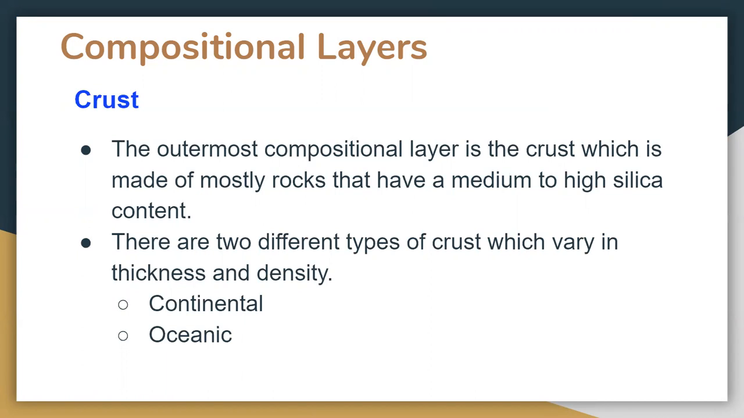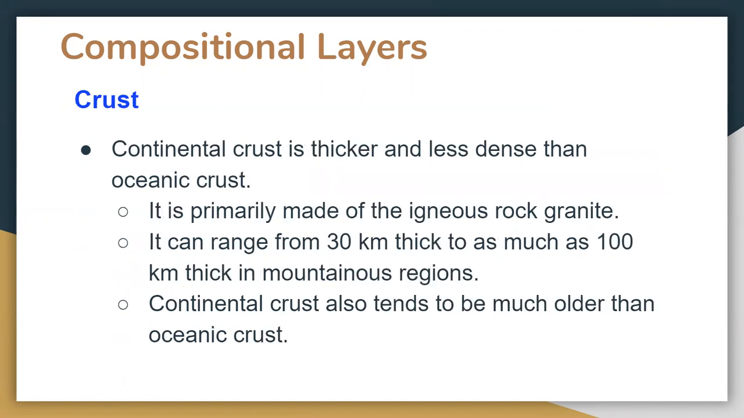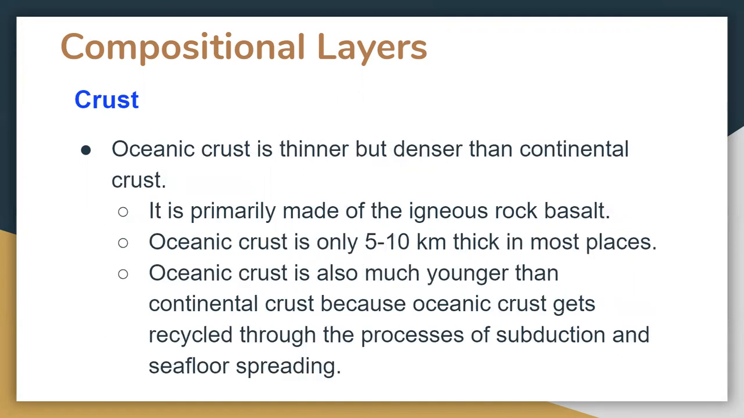There are two different types of crust which vary in thickness and density, and that is continental and oceanic. Continental crust is thicker and less dense than oceanic crust. It is primarily made of the igneous rock granite, and it can range from 30 kilometers thick to as much as 100 kilometers thick in mountainous regions. And continental crust also tends to be much older than oceanic crust.